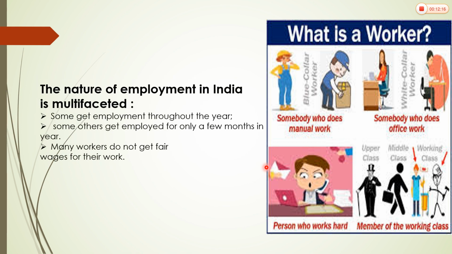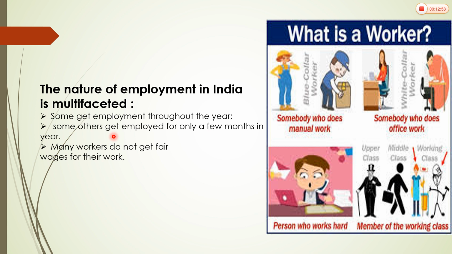Looking at the nature of employment in our country, we get to see that it is multifaceted. How is it multifaceted? Because not all people enjoy similar working conditions, and not only conditions, the tenure of their work also differs a lot. Some people get employment throughout the year, whether it is January or June or December, they have work. Some others get employed for only a few months in a year, for example, seasonal workers.